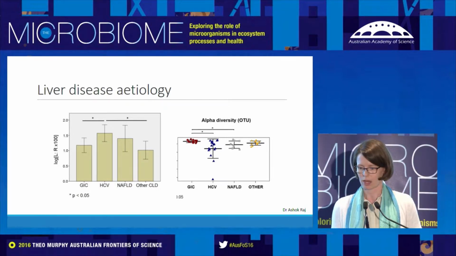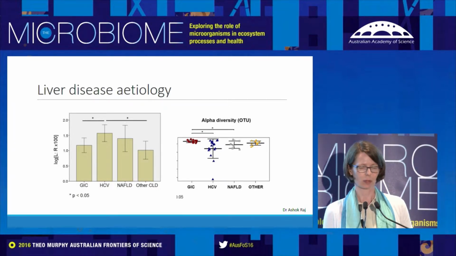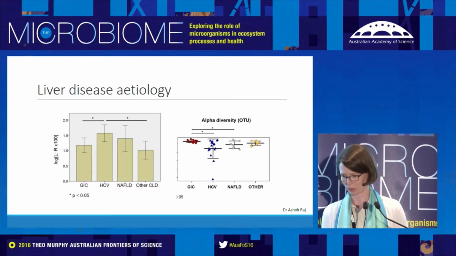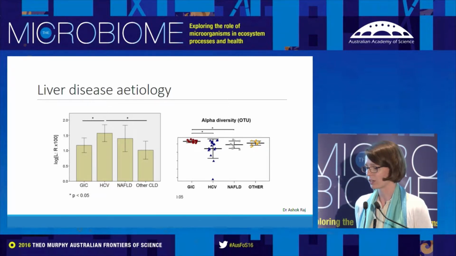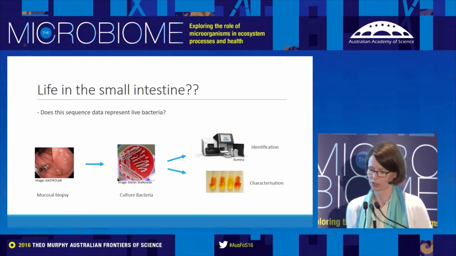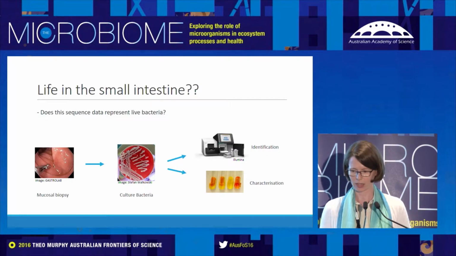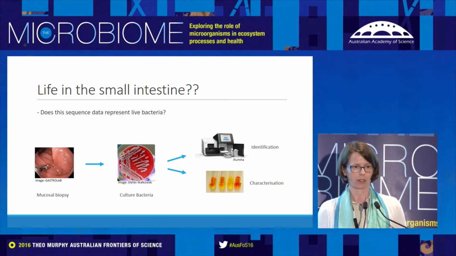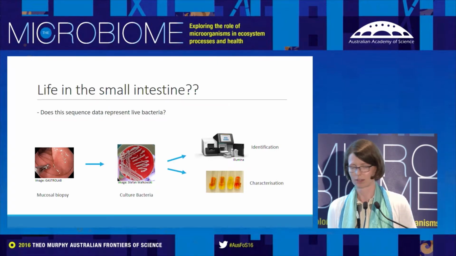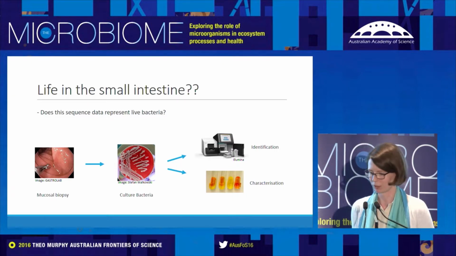But all of this, I guess, raises some typical chicken and egg questions. So what's causing what, does the dysbiosis come first or second? And so just to finish off, I'll talk about how we're starting to try and answer some of these questions. We've got all this sequence data, but does it actually represent live bacteria that are doing something relevant?